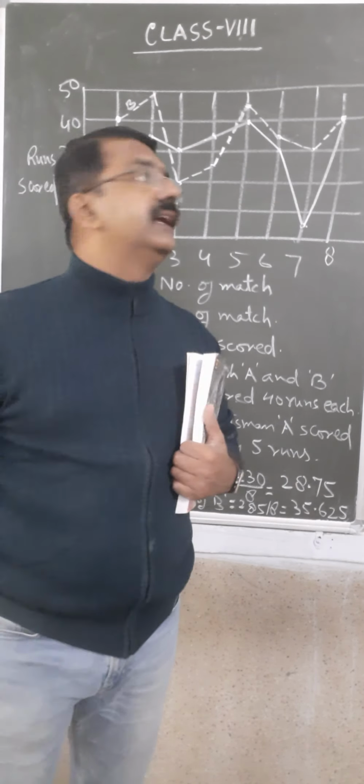Highest score of A will be 40. Now it is very clear that highest score of B is 50 and highest score of A is 40. So it is 10 more. The highest score of B is 10 more than highest score of A. Clear? That is the question.